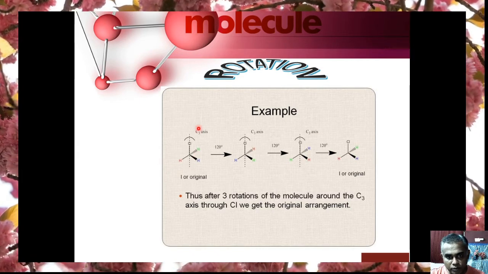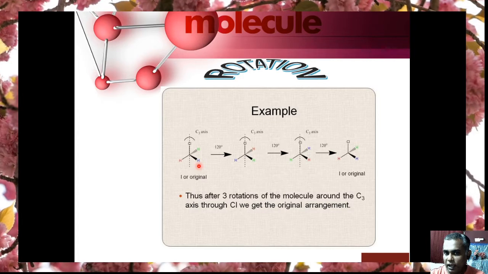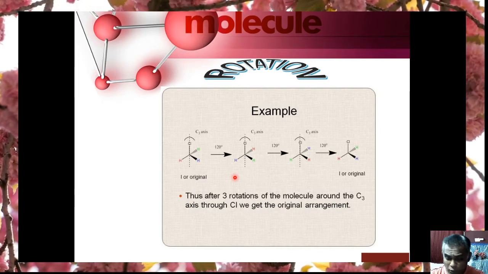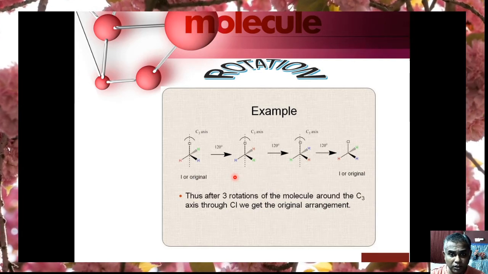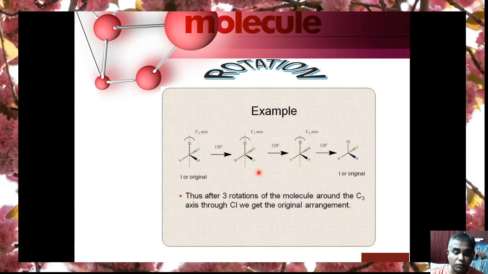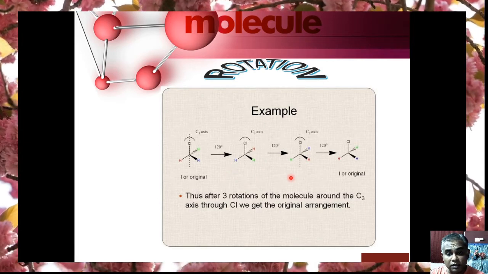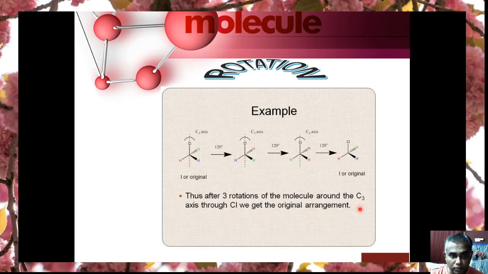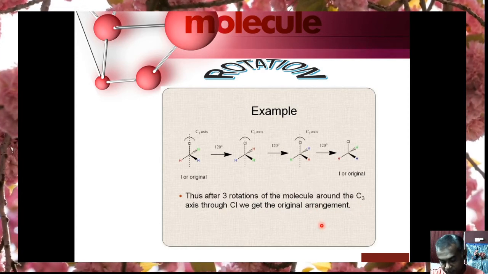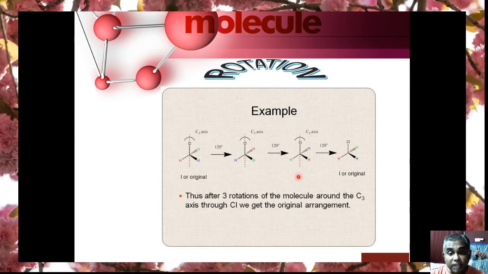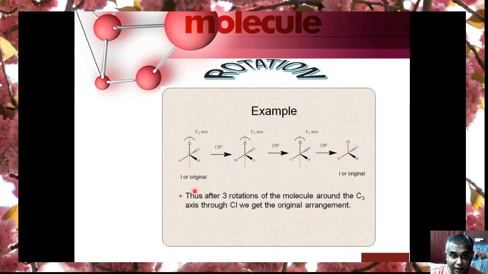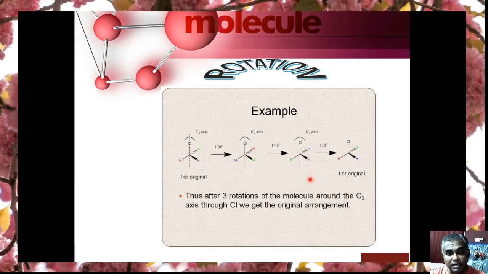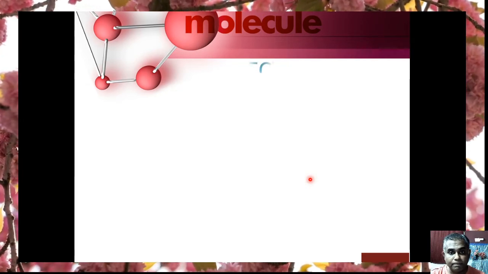So this molecule possesses two axes of symmetry. One is C1, which is present in all molecules, and along with that it also possesses a C3 axis of symmetry. So after 3 rotations of the molecule around the C3 axis through chlorine, we get the original arrangement. Therefore, this molecule cannot be asymmetric because it has a C3 axis of symmetry.